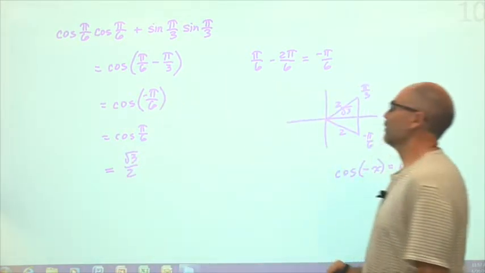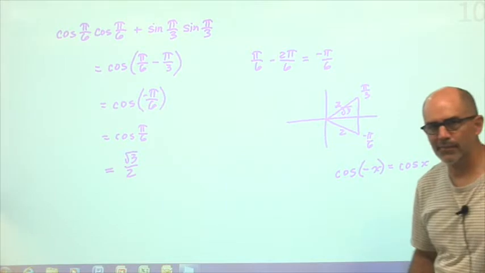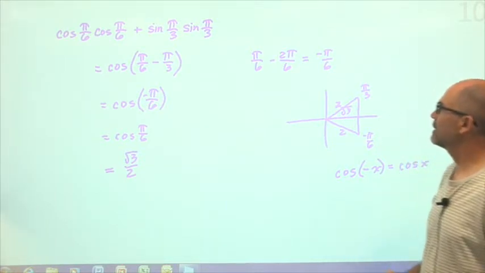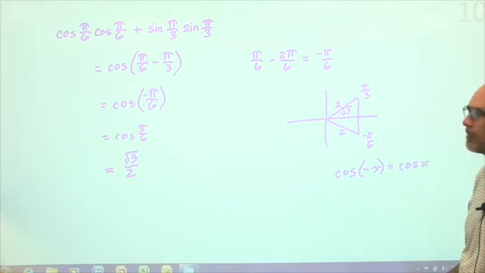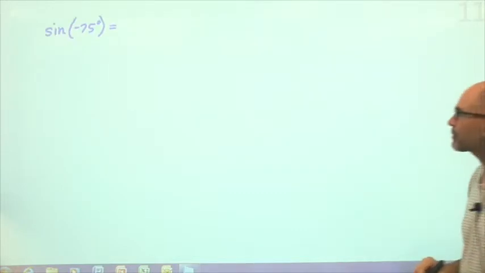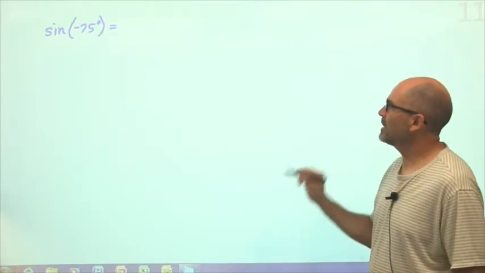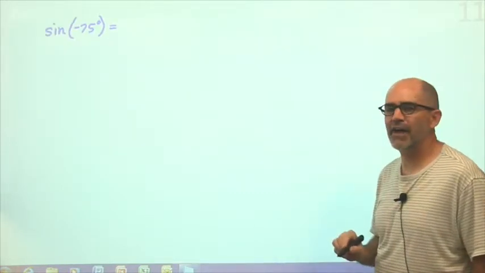So we got square root of 3 over 2 any way you slice it. So that's it. Game over. Okay, next problem, sine of negative 75 degrees.